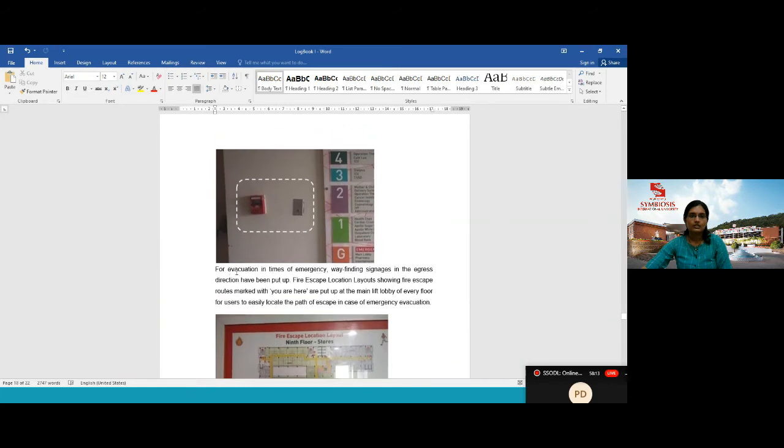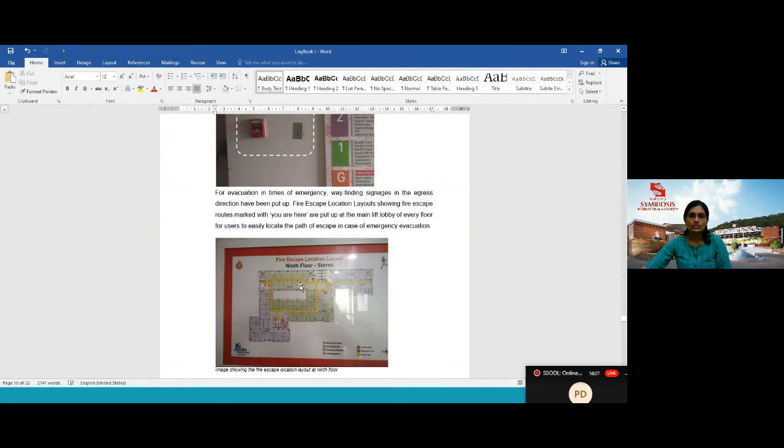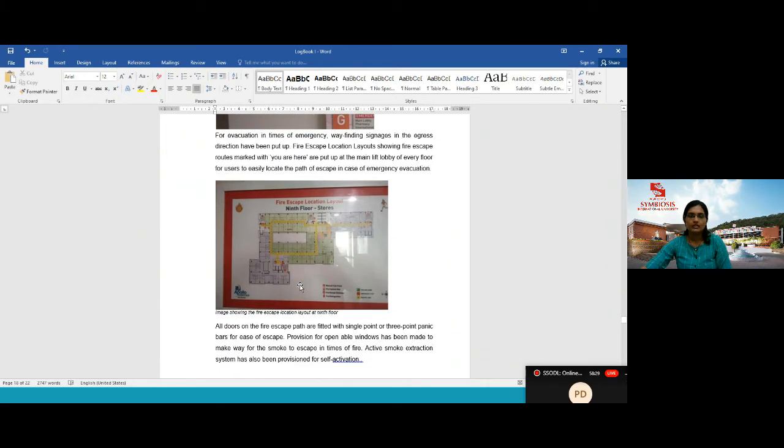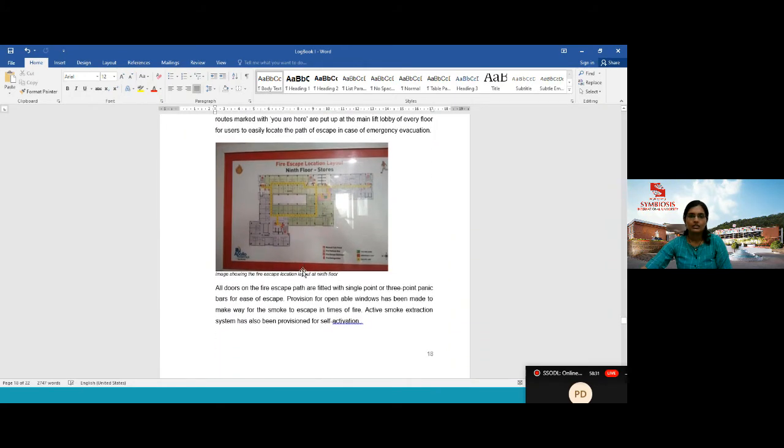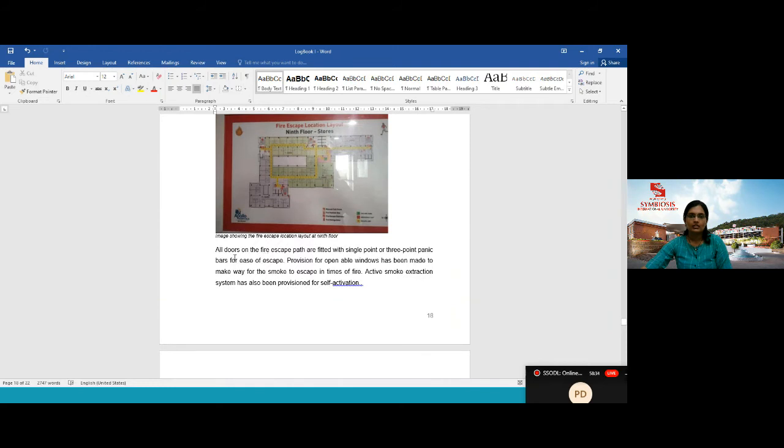So here, for evacuation in the time of emergency, wayfinding signages are provided. Fire alarms are provided. So this is the escape plan. Okay. Active fire smoke extraction system has been provisioned for self-activation. Provision for openable windows.